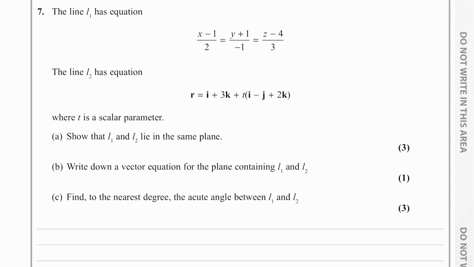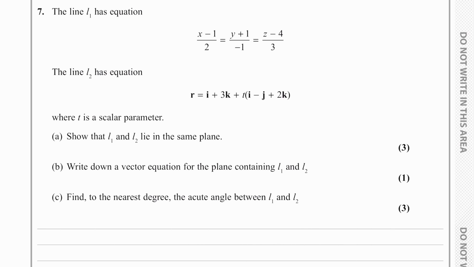So here we have a question on vectors. We're told that line L1 has this Cartesian equation and line L2 has this parametric equation, where this t is a scalar parameter. We've been asked to show that L1 and L2 lie on the same plane.